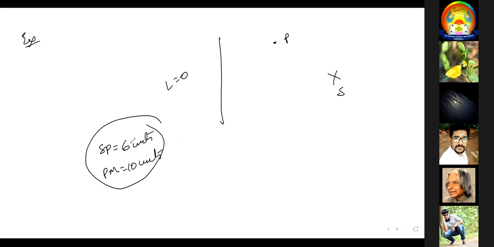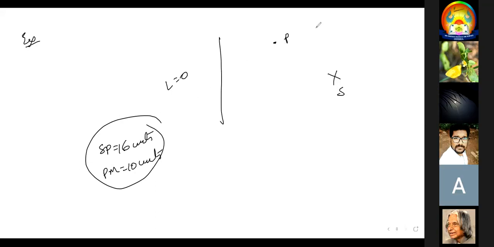Yes, it forms an ellipse. Now, sir, hyperbola. Why hyperbola? Because SP is greater than PM. Very good, sir. Today I'm very happy, everyone is responding. Now, sir, it's a parabola. Yes, it's a parabola.